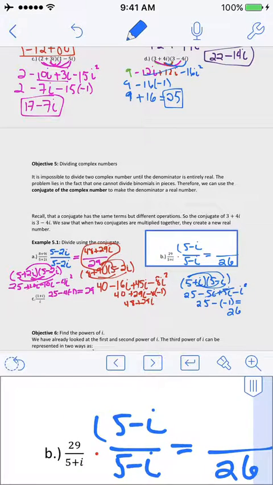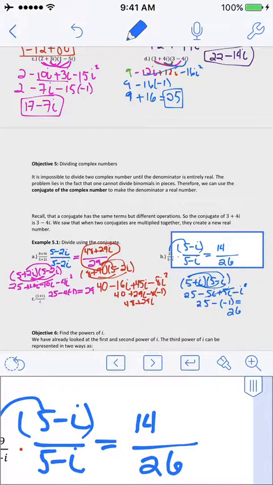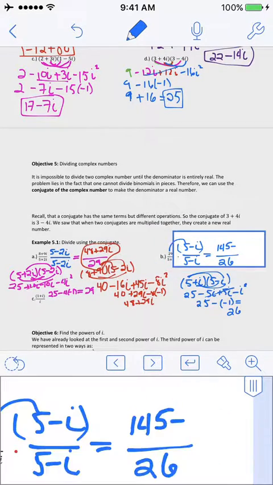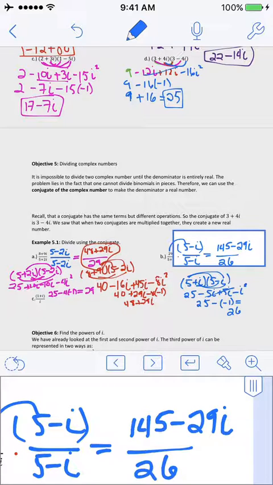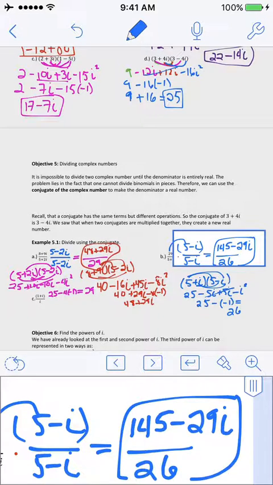On the top, I have a monomial times these guys, so 29 times 5 is 145, minus 29i. And that is my final answer.